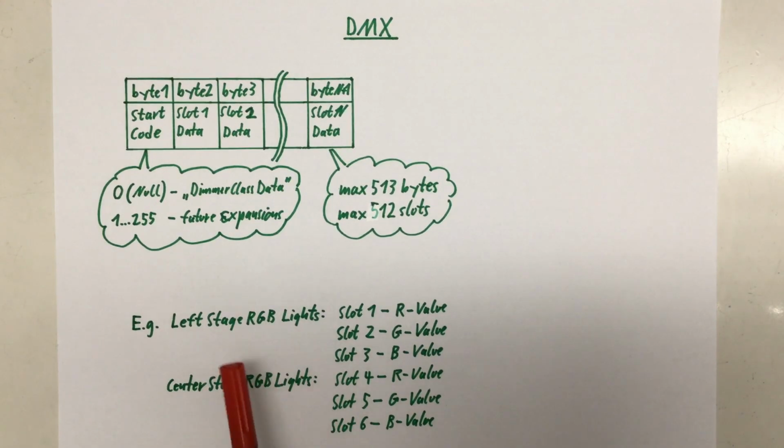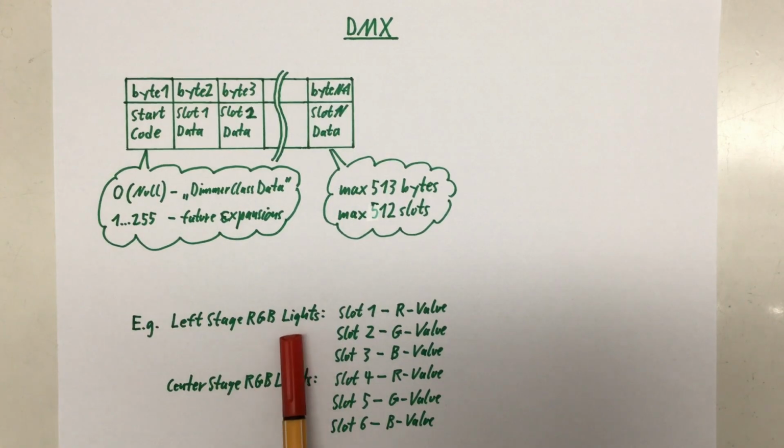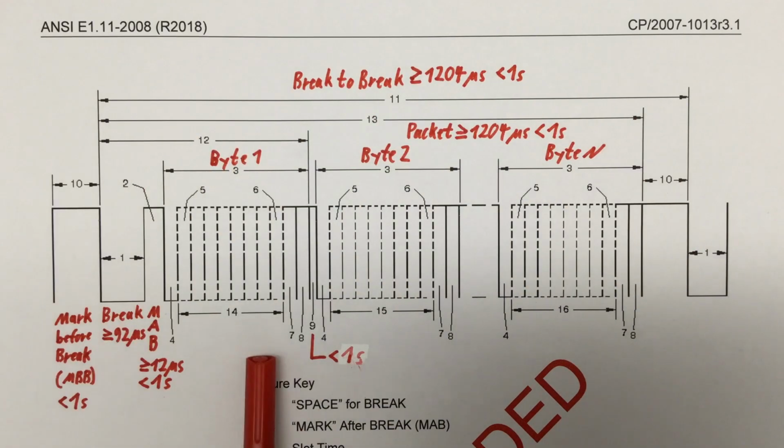Let's assume, for example, that we have some left stage RGB lights. Each light is a slave. They all receive the same packages, but the left stage lights are only interested in the slots 1, 2, 3, which contain their RGB values. While the center stage RGB lights, which are also slaves, are just interested in the slots 4, 5 and 6, which contain their RGB values. That's simple.